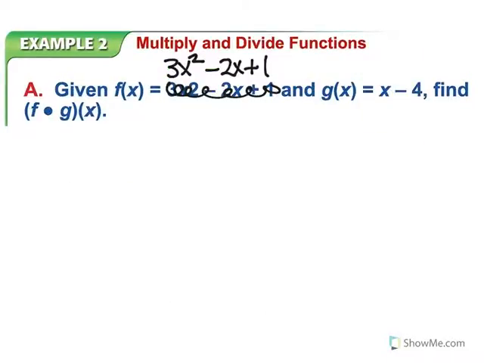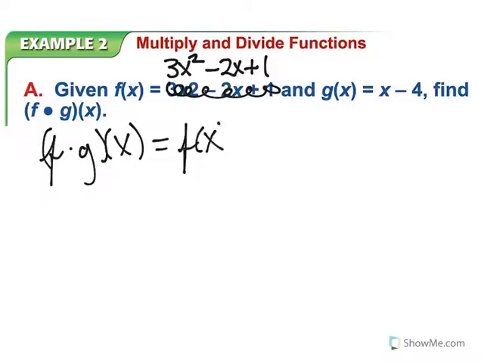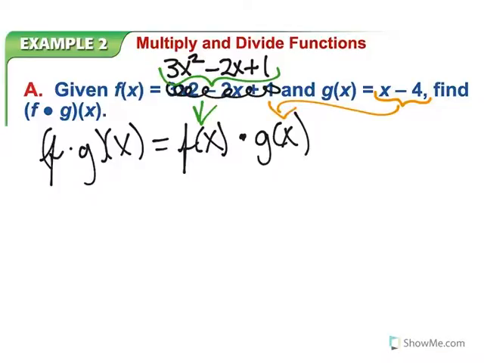Anyway, it says given f of x is equal to 3x squared minus 2x plus 1, and g of x is x minus 4, find f times g of x. According to our rules, f times g of x is the same thing as saying f of x times g of x. So, we know that f of x is 3x squared minus 2x plus 1. So we're going to plug that in where we see f of x, and g of x is x minus 4, so we're going to plug that in.